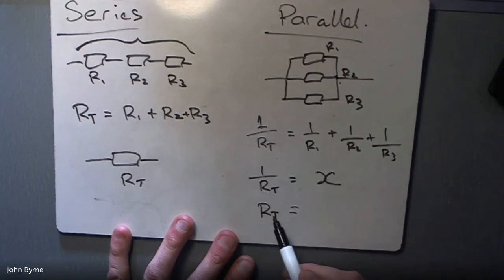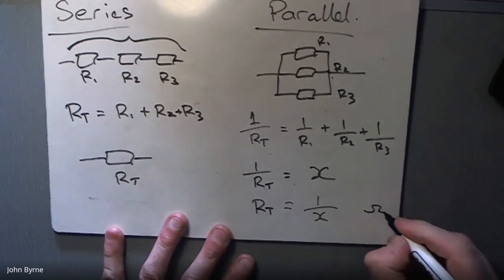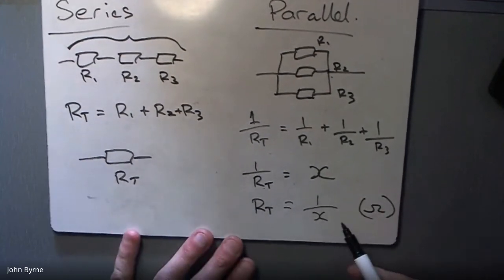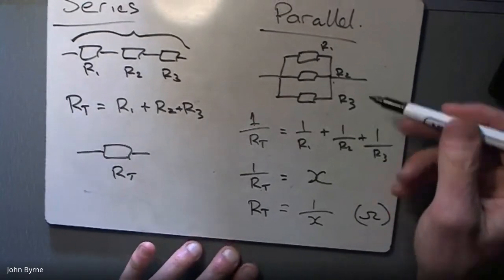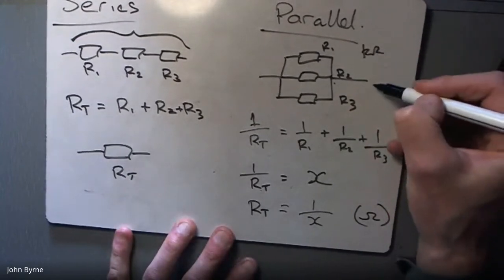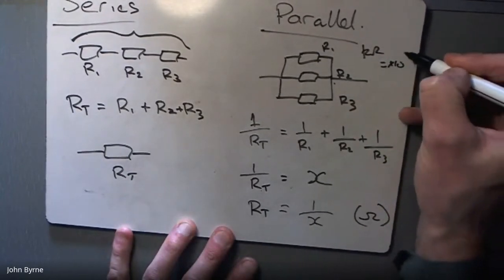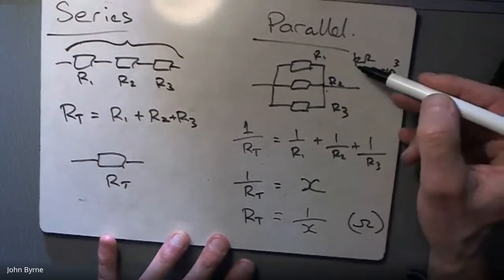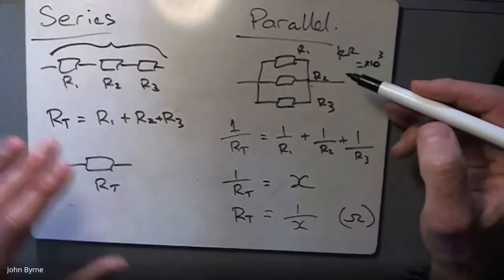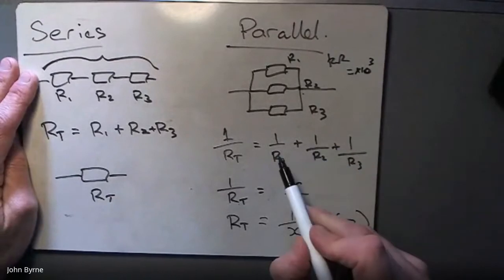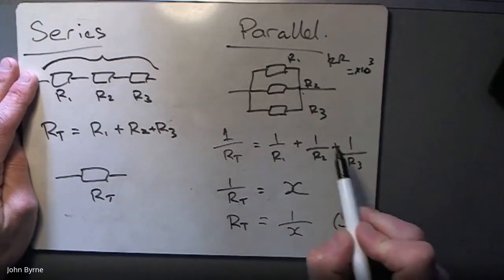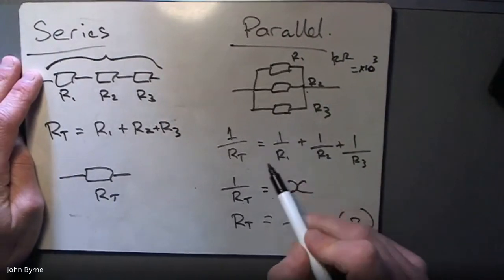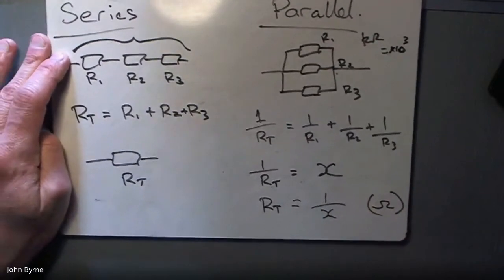So RT equals 1 over that X, and that will give us a value in ohms. Where we have to be careful sometimes is that it might be in kilo ohms, which is times 10 to the 3, for example, mega ohms, etc. So you do need to include the kilo ohms in those bottom values when you're doing 1 over those values. Maybe use brackets in your calculators when you're doing that.